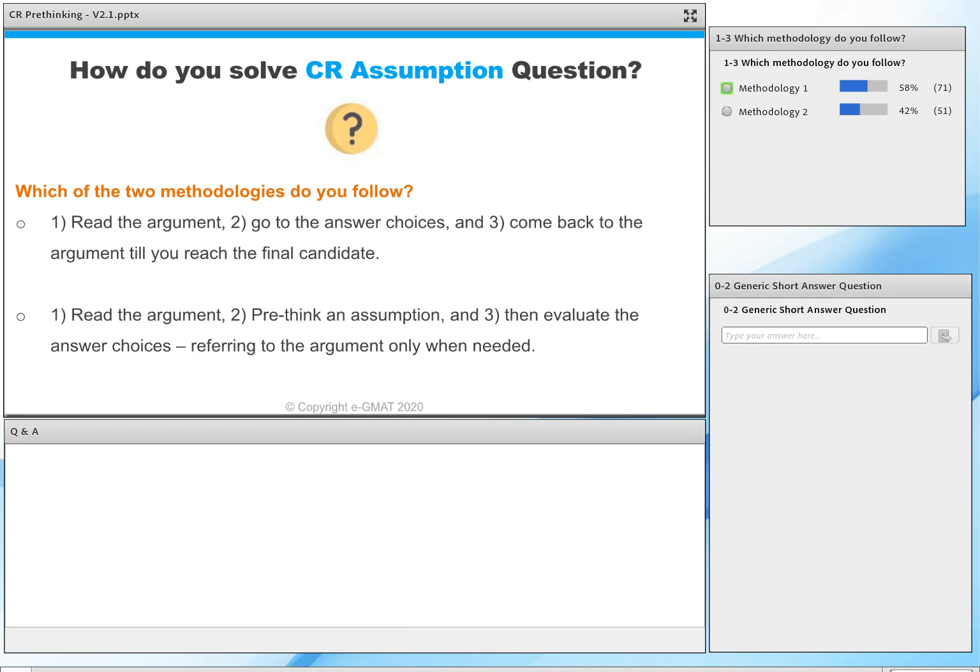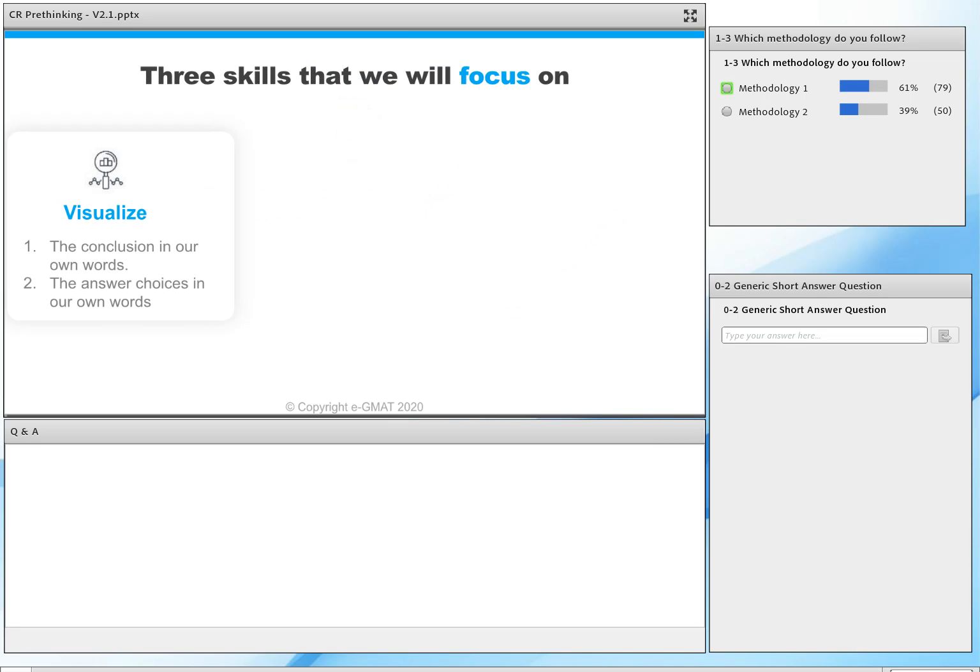So this is how you guys scored. About 58% of you follow methodology one, where you do the back and forth. About 41% of you, and the numbers are changing, follow methodology two. I want each one of you to try this methodology out, give it its fair shot, so that you can see how you get to that score.